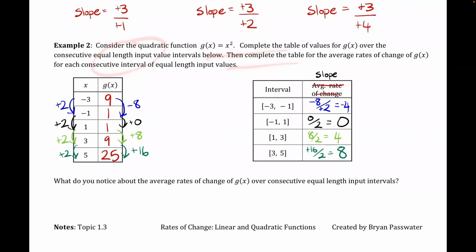But now this is the key question down here. What do you notice about the average rates of change? We're switching you out. Average rates of change, you are now slopes. What do you notice about the slopes over these consecutive equal length input intervals? They're different, but there's something more. What's going on?